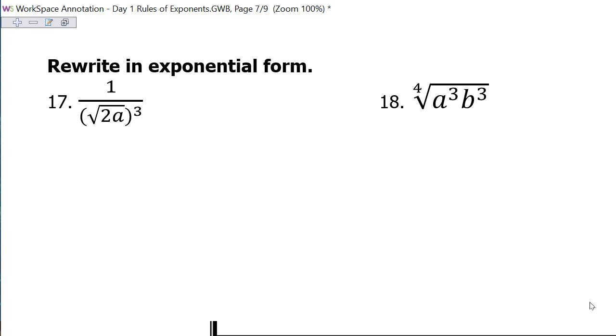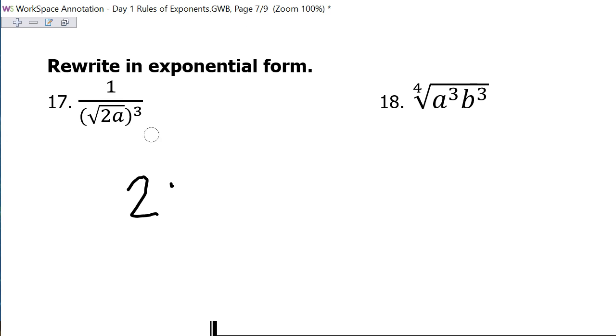Okay, now we're going backwards. Now we're given the radical form. Now we have to write it with that rational exponent. So looking at number 17, what is the base? 2a. The base is what's under the radical. So that's 2a.